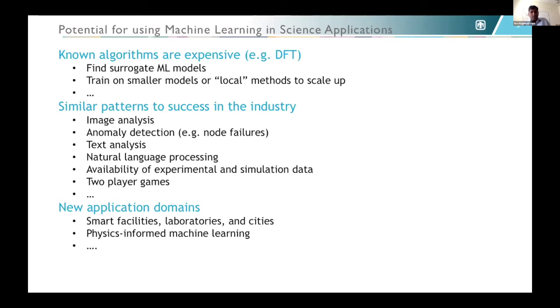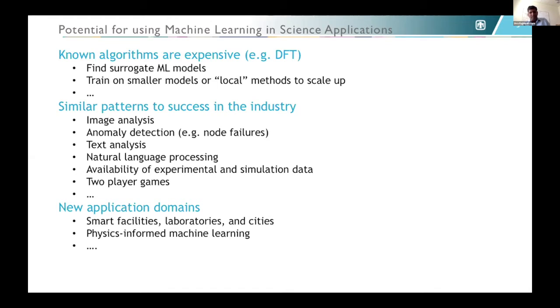So that's one approach. Then there are topics that are interesting for us from the science perspective, but in terms of patterns, they are very similar to industry. For example, image analysis to find a defect in a part, anomaly detection to find a failing node in an HPC facility, text analysis. So if you have patterns that are already shown to be useful for machine learning, then you adopt the techniques the industry has been developing and use that.